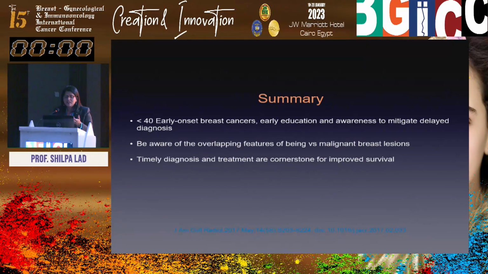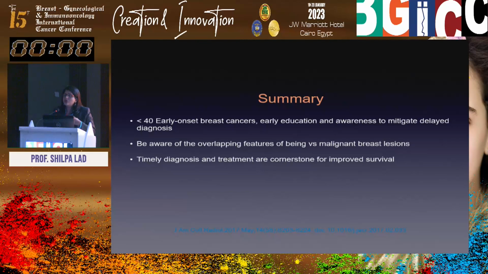And remember, these early onset breast cancers, how can we, like we spoke a lot of things, but I think the places we can immediately start is early education and awareness amongst the general population, amongst the medical community, to mitigate delay in diagnosis. Be aware, as radiologists, we have to be aware of the overlapping features with benign lesions so that we don't assume.